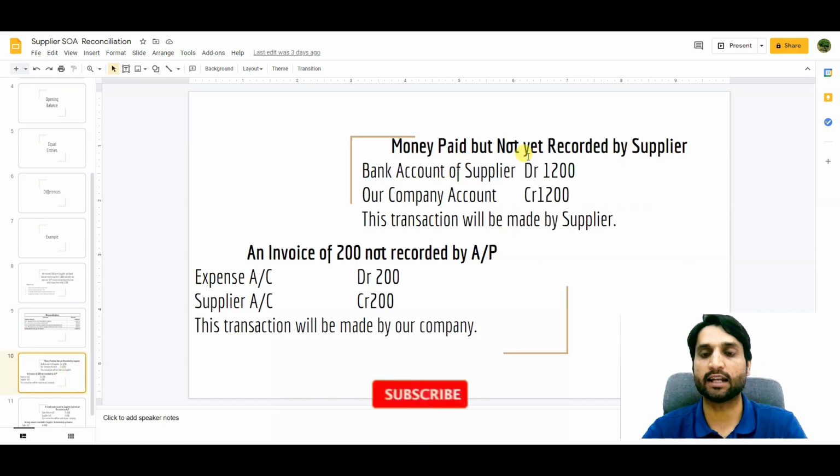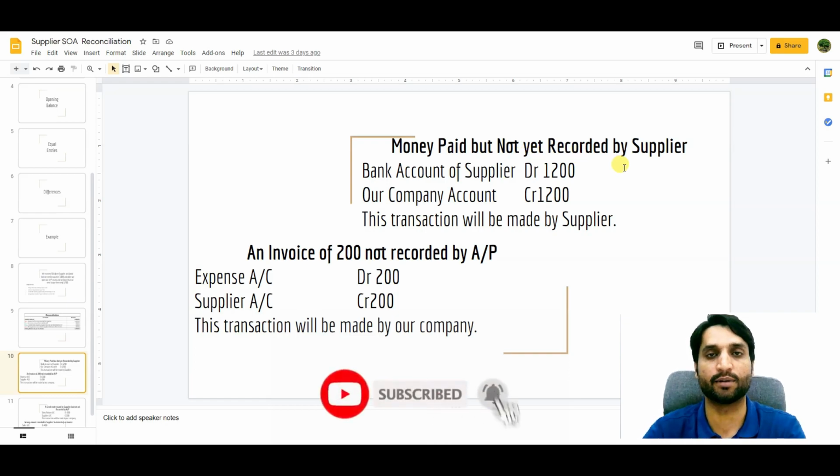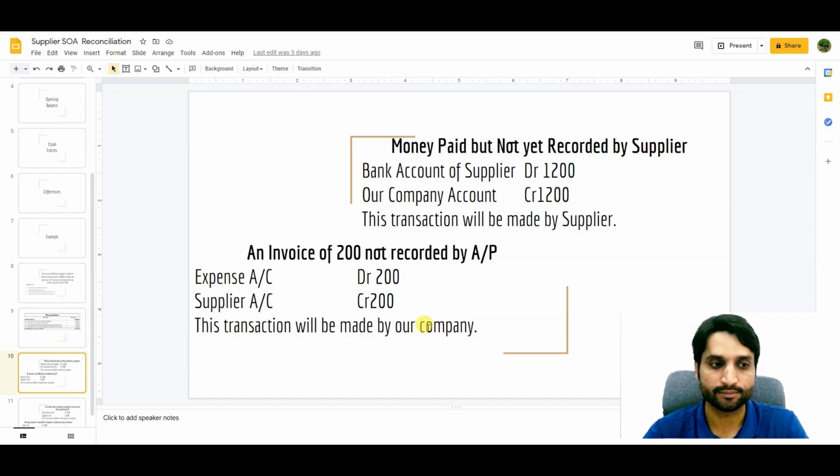Journal entries: money paid but not yet recorded by the supplier. We have paid the money, but the supplier did not record it. So here the bank account of the supplier is debited with 1,200 and our company account will be credited by 1,200. This entry should be recorded by the supplier, not by us. We already recorded this in our account. Here, an invoice of 200 not recorded by accounts payable. This is our entry which we need to make in our accounts. So the expense account with 200 debit and the supplier account with 200 credit. This transaction will be made by our company, not the supplier.